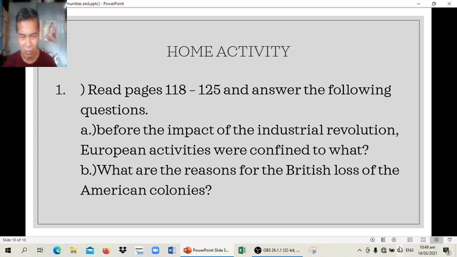The letter B, of course, is what are the reasons for the British loss of the American colonies? If you have that American US history, I just don't know if you had studied the US history. Why did the 13 American colonies, the 13 states of America, the original ones, why did they rebel against the British rule? What are the reasons for it?